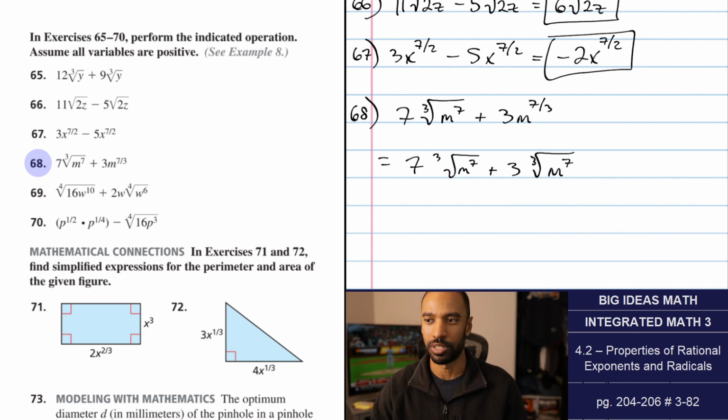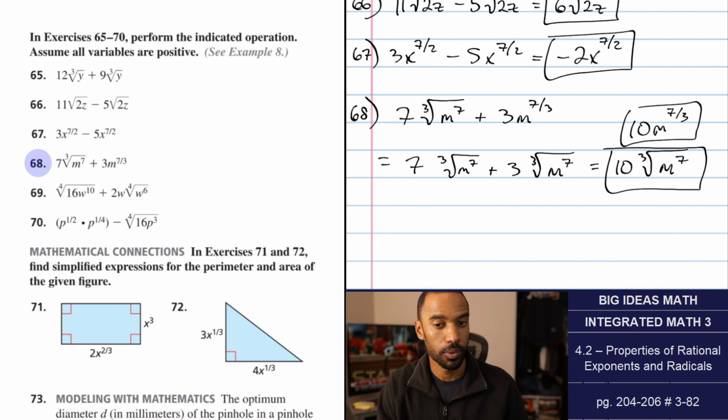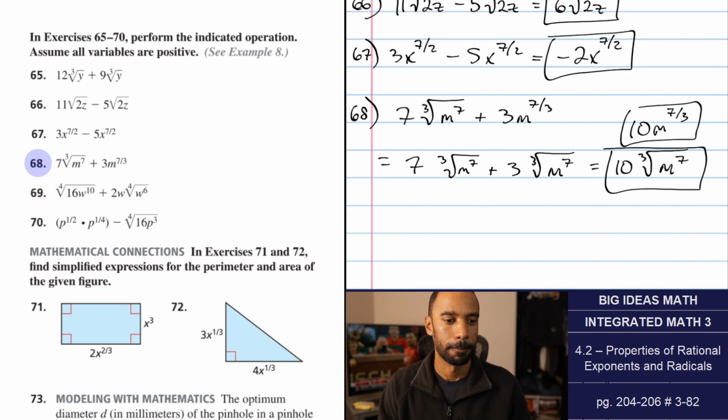They are equivalent. They are like terms, if you will. That 3 should get a little closer to that. The 7 should get a little closer too. 7 plus 3 is 10. You get 10 times the cube root of m to the 7th. If you'd instead prefer to write it like 10 times m to the 7/3 power, this is fine as well. Point is, they combine. They're trying to trick you with it, but they are equivalent.